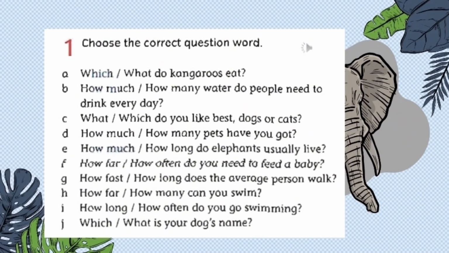Alright, we've reviewed the function of each question word. Now let's put that knowledge into practice. Please look at the screen. The instruction is to choose the correct question word. For each sentence, you have 2 options. You need to read the full questions and decide which word makes the most logical and grammatically correct question.